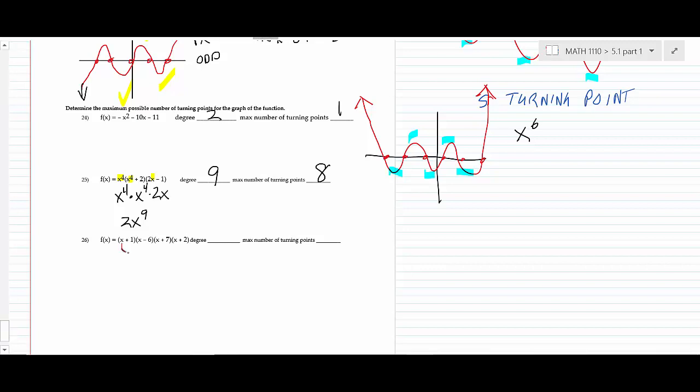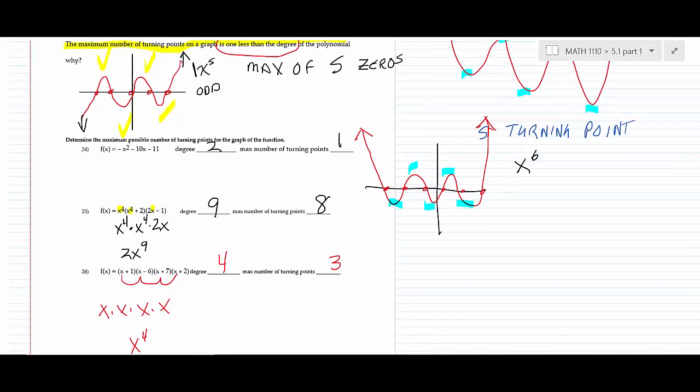Same thing on this one. What do you think the degree is in your head? 4. It's 4, right? Because what you're doing is multiplying the x's out. That's all that matters. That gives x to the 4th. Degree is 4. Therefore, the maximum number of turning points is 3. That's it. Does that make sense? All right, let me close.